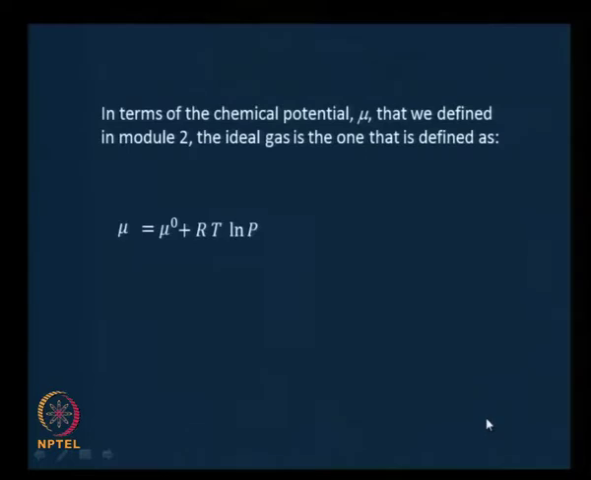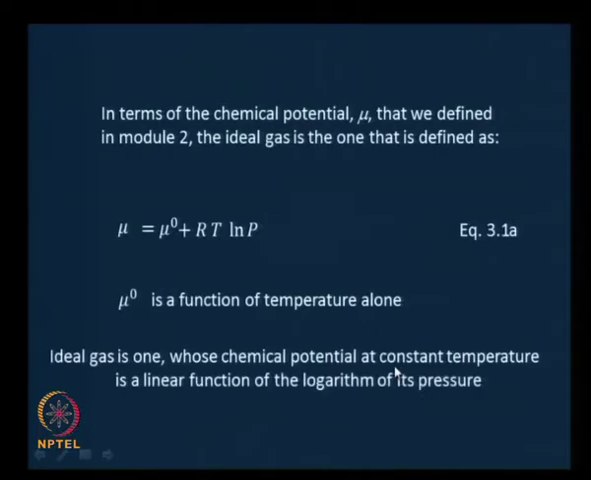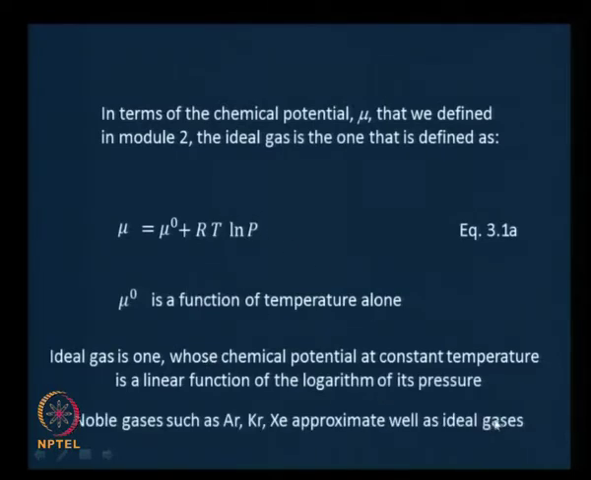This was our definition of an ideal gas in terms of the chemical potential, and hopefully you would have realized that this is pretty much the backbone of this course. We have written everything in terms of the chemical potential and used that to relate various aspects. Here mu equals mu naught plus RT ln P for an ideal gas, where mu naught is a function of temperature alone. An ideal gas is therefore one whose chemical potential at constant temperature is a linear function of the logarithm of its pressure.